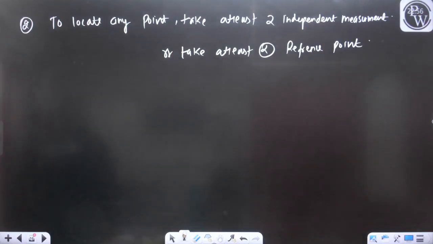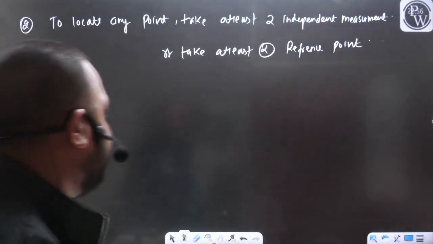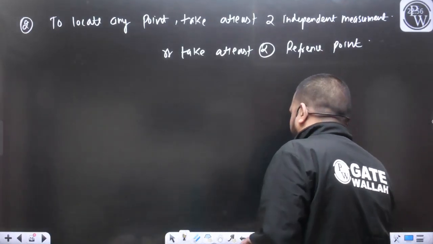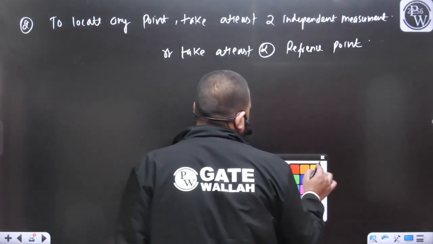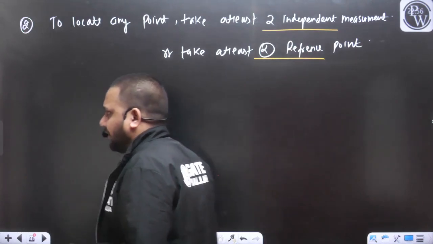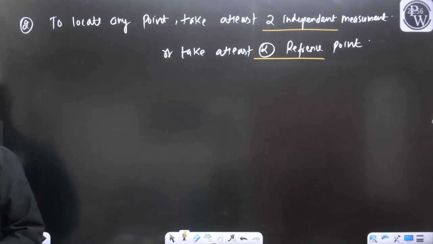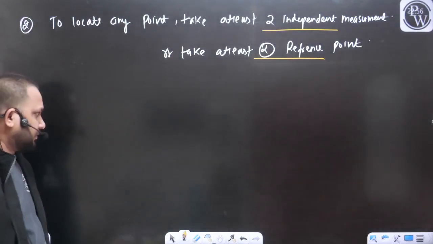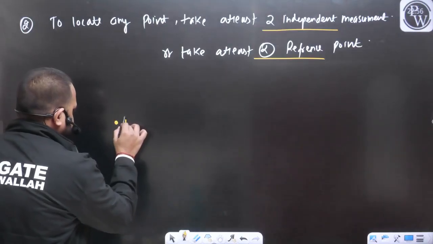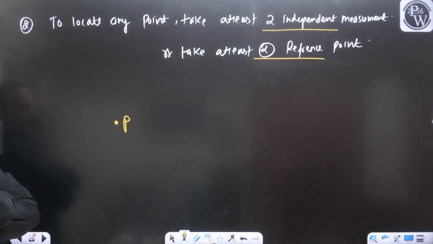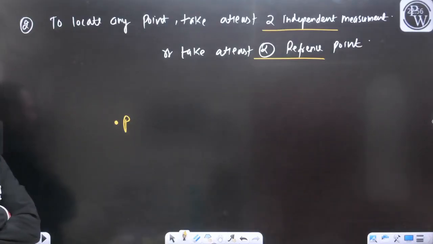As per the second principle of surveying, if you want to define the position of any point accurately, take at least two independent measurements or take at least two reference points for defining the position of that point. Please explain. Let's see. For example, this is the point P. I want to define the position of this point P.